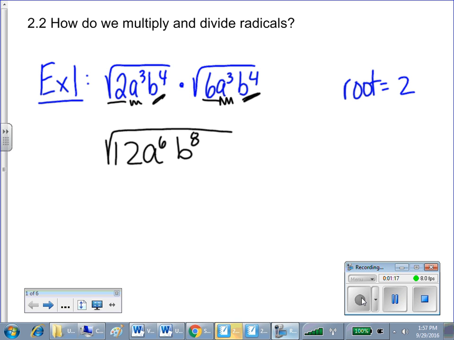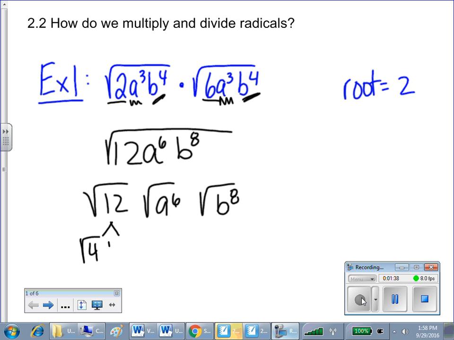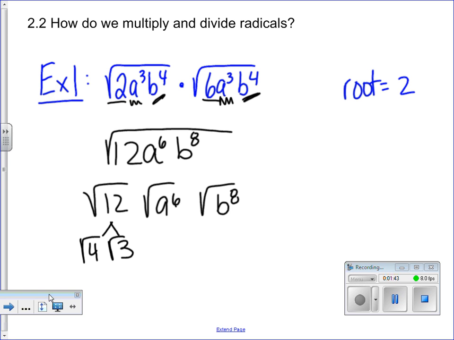Okay, now I'm going to simplify this radical. So like we did in class, I'm going to do radical 12, radical a to the 6th, radical b to the 8th. So I do them all separately. This just makes it more clear for me. So let's start with radical 12. I'm going to think about all the perfect squares I know and think about the biggest perfect square that goes into 12. The biggest perfect square that goes into 12 is 4. So radical 4 times radical 3. And radical 4 when simplified is 2. So this is 2 radical 3. And I'm going to circle this because I want to include it in my answer.